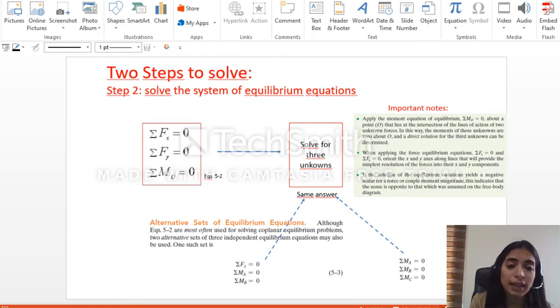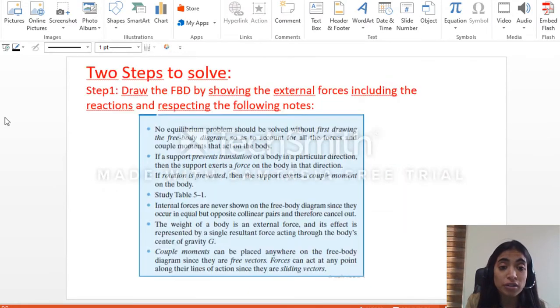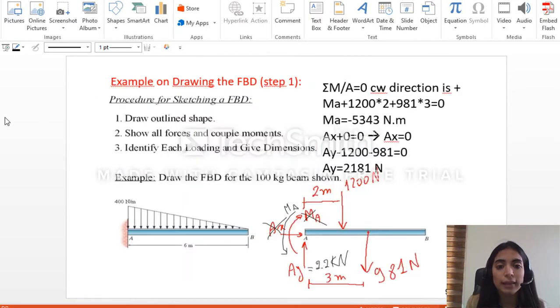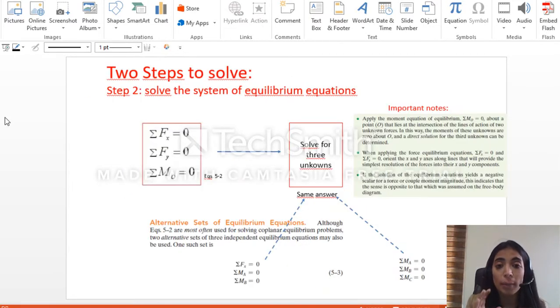Okay, so guys, I want you to remember that the first step is to draw the free body diagram, in order to show all the external forces, and the second step is to solve my equations.